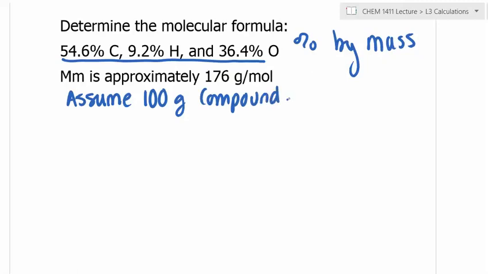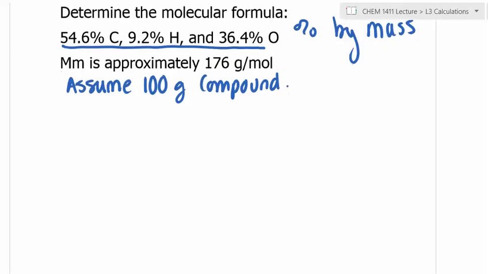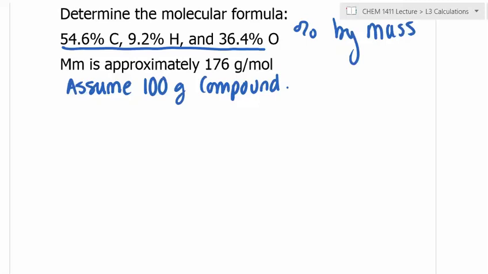100 makes the math easy. The molecular formula is not going to vary with how much we assume that we have. So that's just going to make it easy for us. If we assume 100 grams, then we know that 54.6 grams of that is carbon. So I'm just taking those percents.